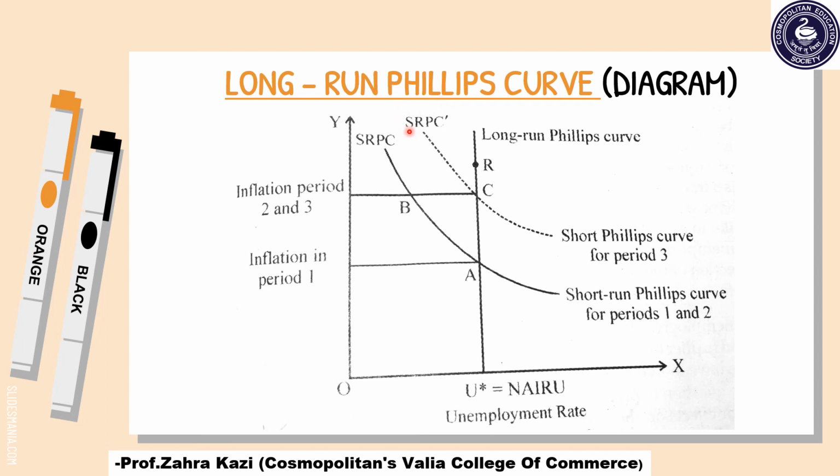Further, in the long run, the unemployment rate will remain at NIRU itself, but the inflation is expected to increase further, that is from point C to point R. So point R is lying above point C, which is on the long run vertical Phillips curve.